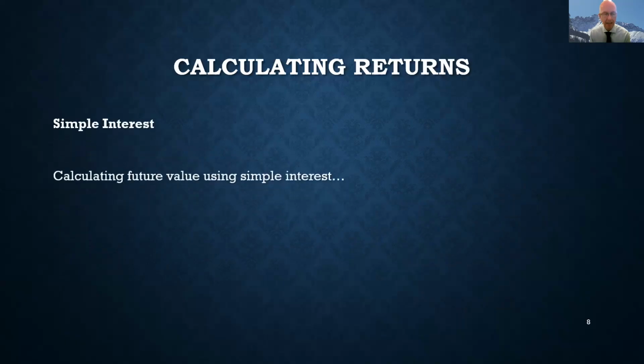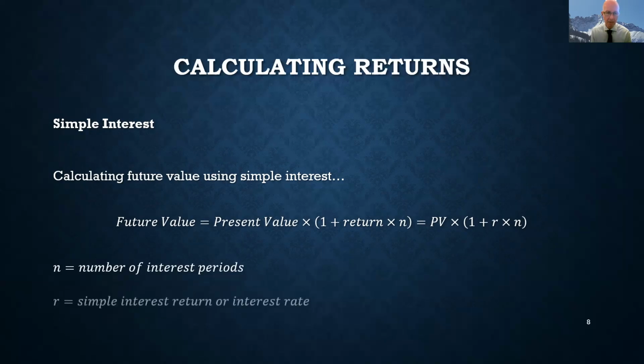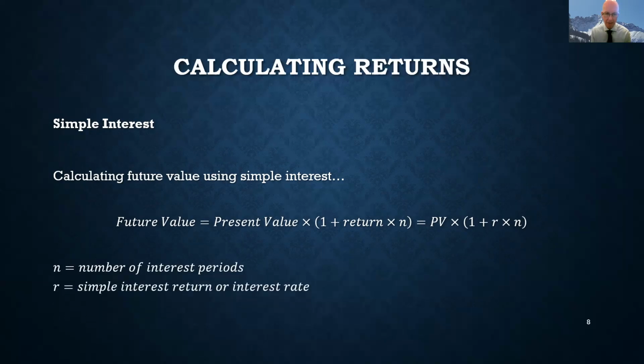Looking at simple interest again, instead of just calculating returns, we're now going to calculate the future value of something having a simple interest return. And that equation is future value equals present value times 1 plus return times n, which can also be written as PV times (1 plus R times n), where n is the number of interest periods and R equals the simple interest return or the interest rate. Both terms are interchangeable.